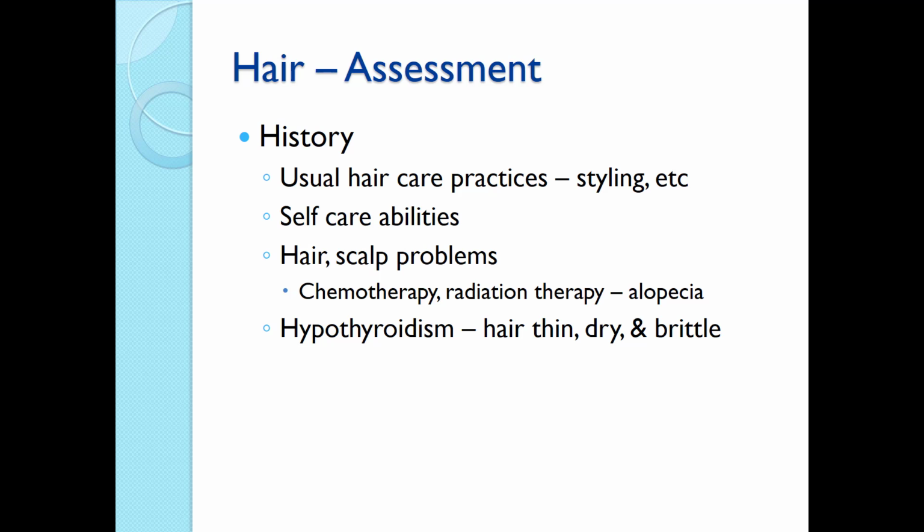And then do they have any chronic hair or scalp problems? Things like a cancer patient who's receiving chemotherapy or radiation therapy, if they're experiencing that hair loss, that alopecia. Patients who have hypothyroidism as a chronic disorder tend to have more thin, dry, kind of brittle hair. So those are just things to take note of and be aware of.